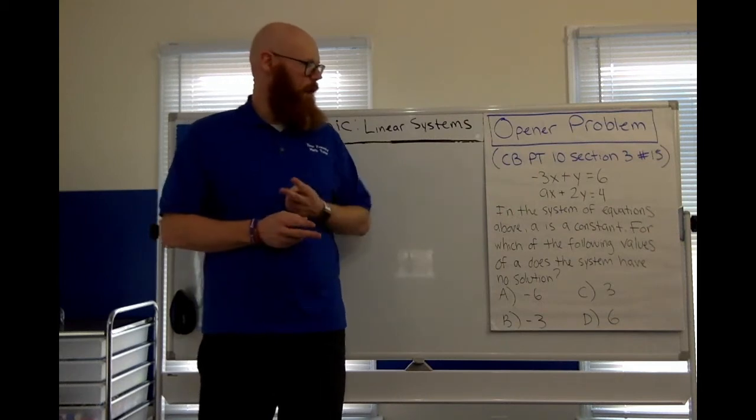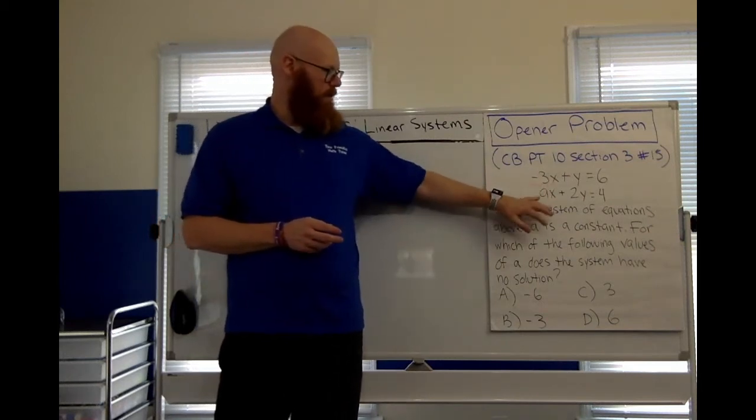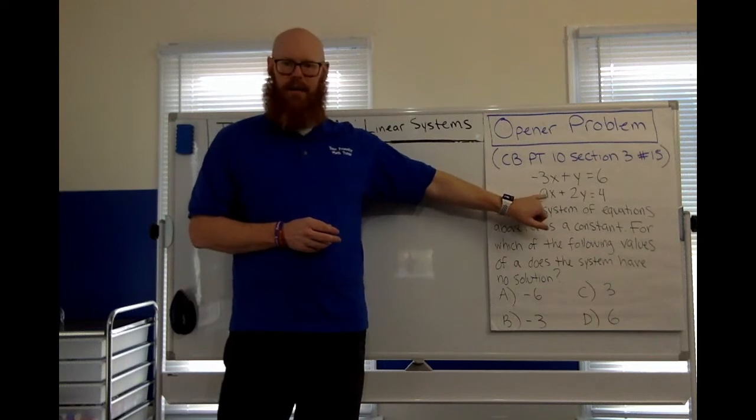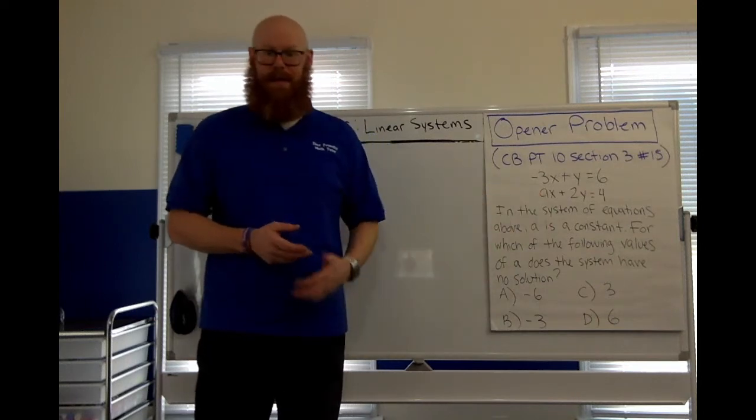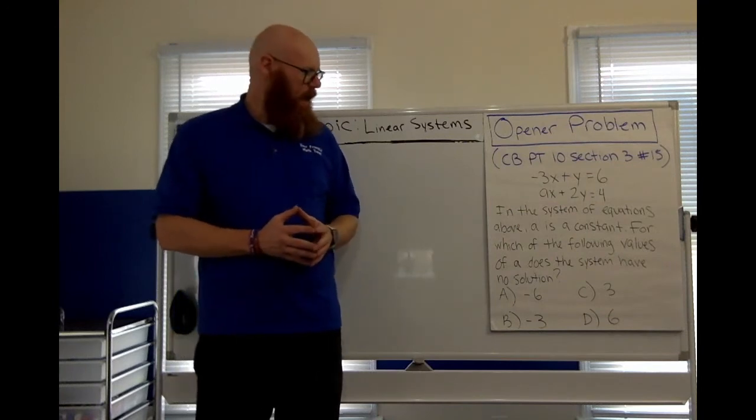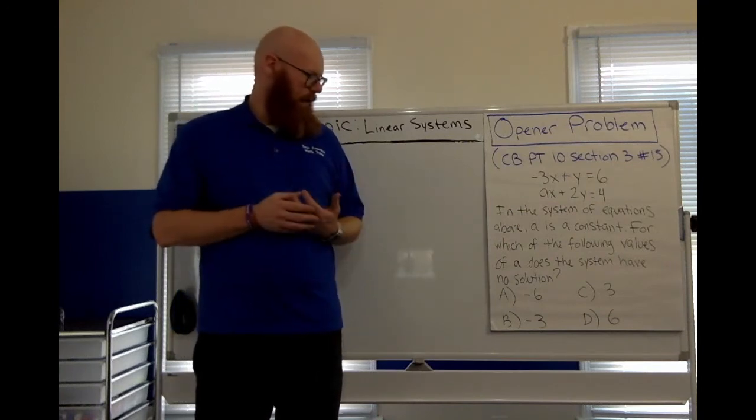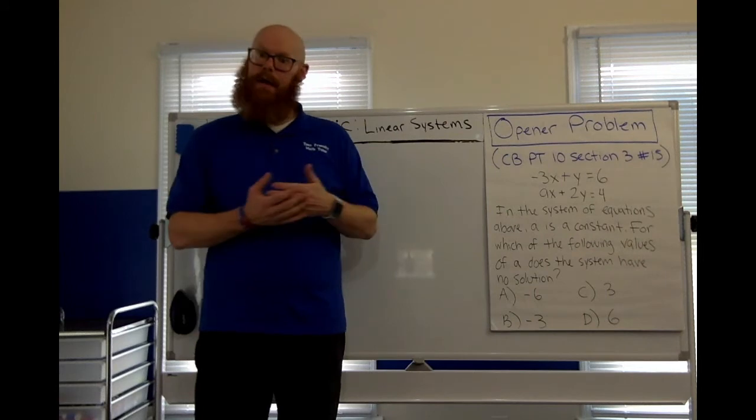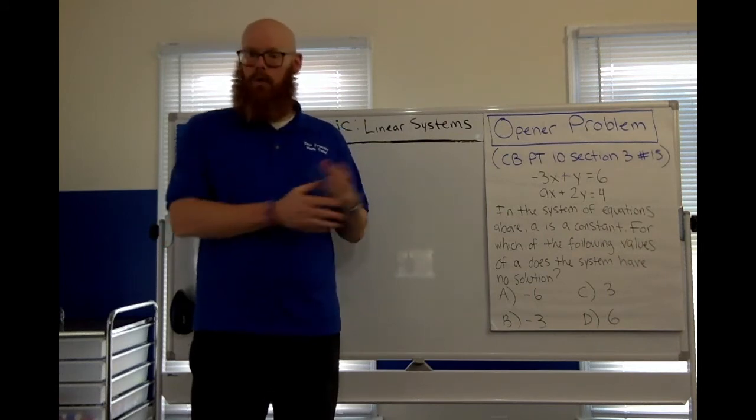So the second type of problem will be you'll have your x's and y's in a linear system, and then you'll have this other letter. It could be A, it could be B, it could be K, it could be anything, right? Just not x and y. And you'll have to find the value that gives you either no solution or infinite solutions. And we're going to talk about that.